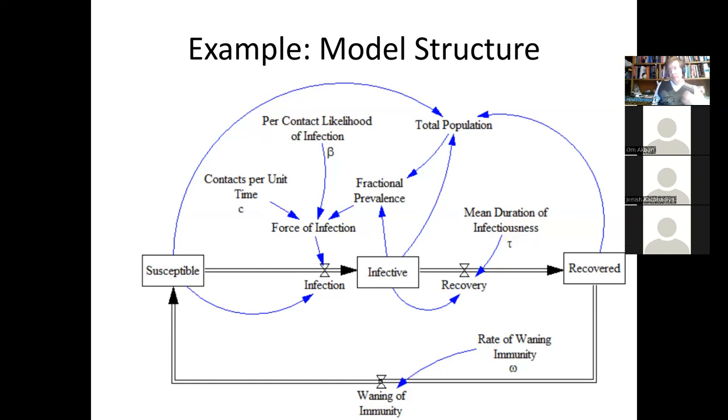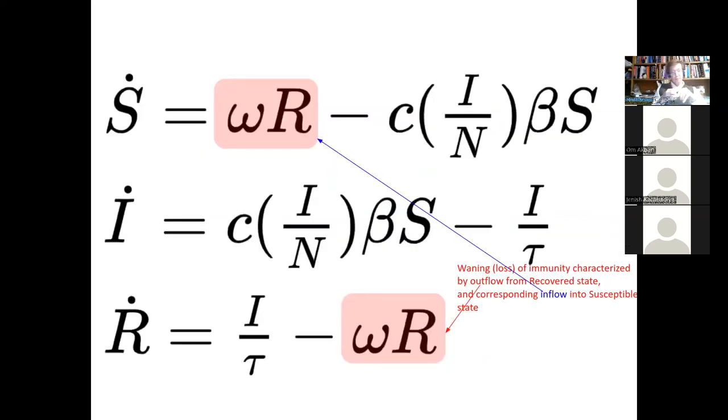Well, look at this. Let's suppose we have one infective in the population. How many people are they going to infect? Let's think it through. How many total people do they meet per day? They meet C people per day. C total people. Maybe it's 100 people they meet per day in total.